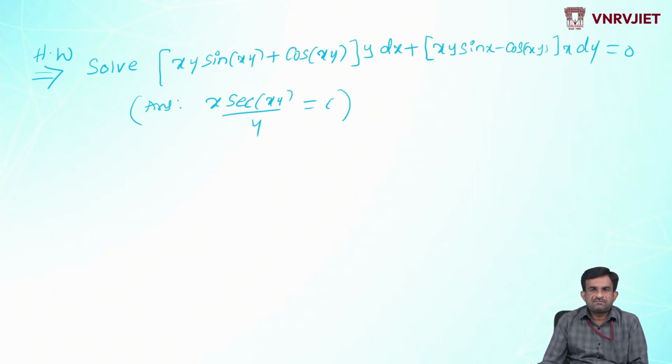Method 2 is what? If the differential equation is non-exact and it is in the standard form, like y into a function of xy dx plus x into some other function of xy dy, that is equal to 0, then we take the integrating factor as 1 by Mx minus Ny. After finding that expression, we multiply that integrating factor with the given differential equation, then we can find the solution.